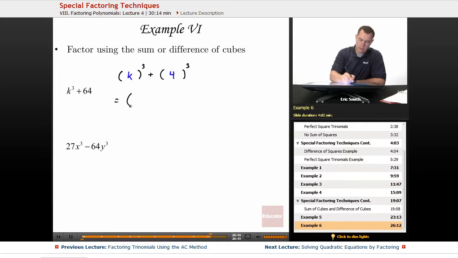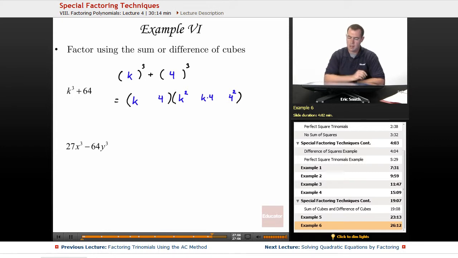So we'll think of breaking this down into one small piece and one larger piece. Now we'll go ahead and write down what these pieces are. So I have k, 4, k squared, k times 4, and 4 squared. Now that we have all of our pieces, let's go ahead and put in our signs. Same, opposite, and positive.